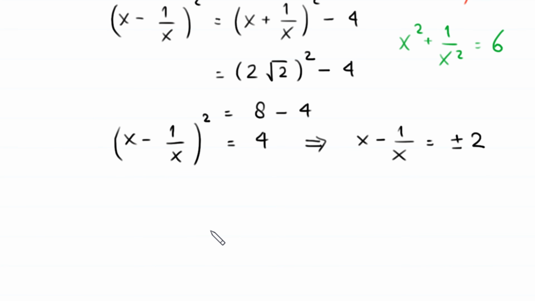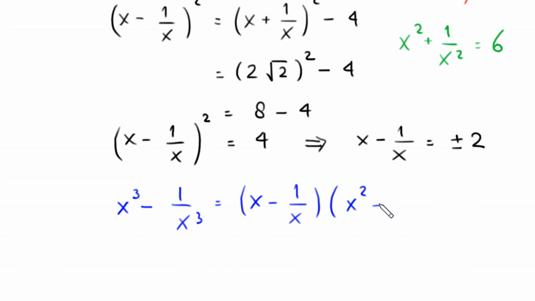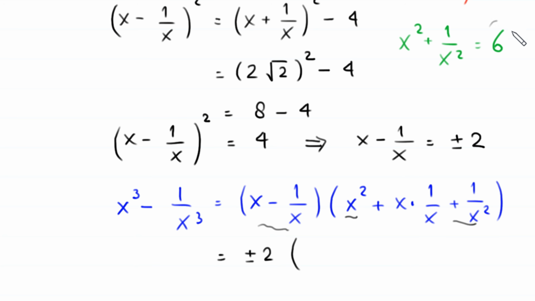Now we find the value of x cubed minus 1 over x cubed by using this identity: x cubed minus 1 over x cubed equal to (x minus 1 over x) times (x squared plus x times 1 over x plus 1 over x squared). And this x minus 1 over x equal to this plus minus 2. So this will become plus minus 2 times, we replace this x squared plus 1 over x squared with this value 6 from here.